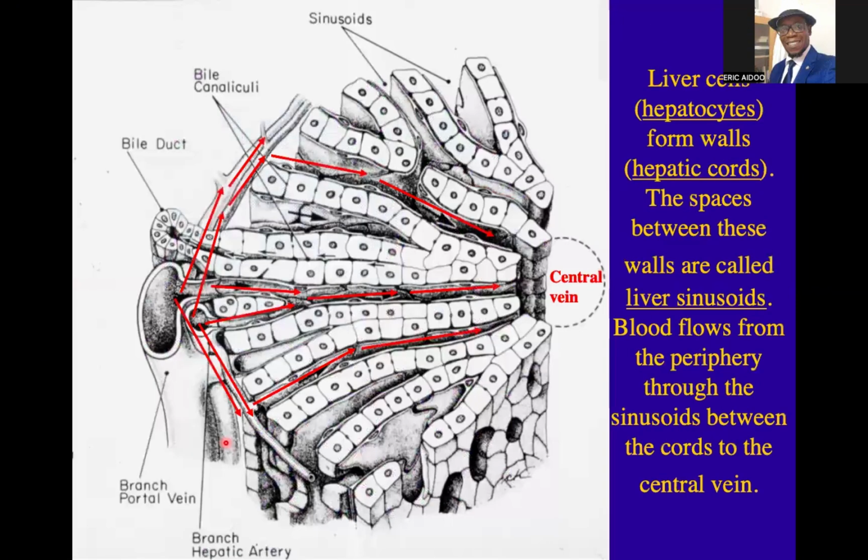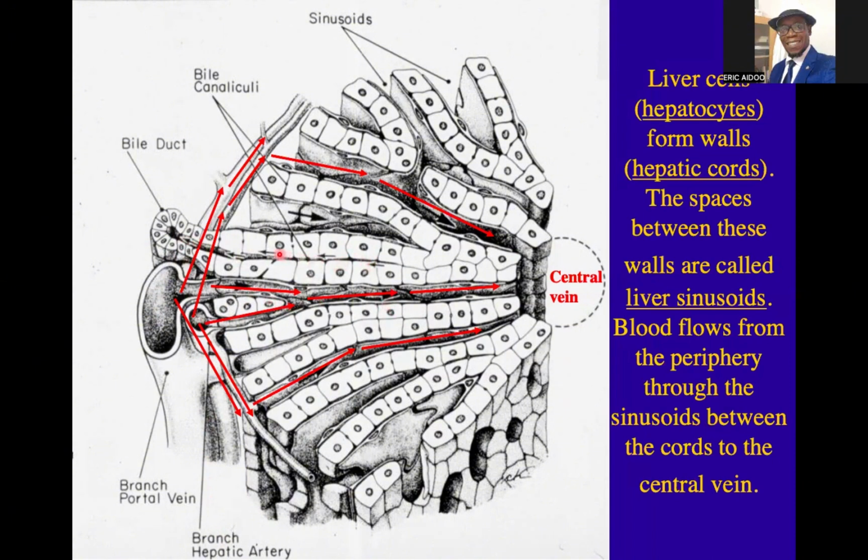So in a very simple drawing, this is what you see. The central vein will be there. So blood will be draining towards the central vein from the portal triad, especially the branch of the portal vein, and also the hepatic artery. Then the bile flows in the opposite direction instead. That's against the direction of the blood flow.